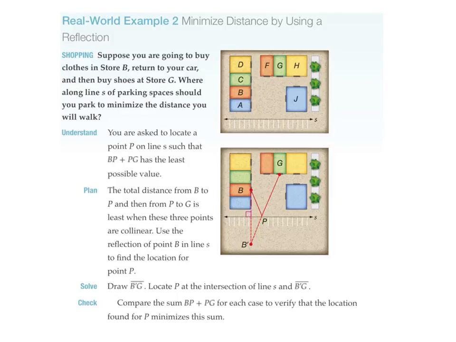Okay, real life situations. I love this. The post office do this, the mailman. Where you are parking your car and you need to go to various things, and in this case it's stores, store B and store G. Where do you park the car to minimize your walking distance? So your line has got to be parallel to S, and again don't forget to draw your parallel lines to it, etc.